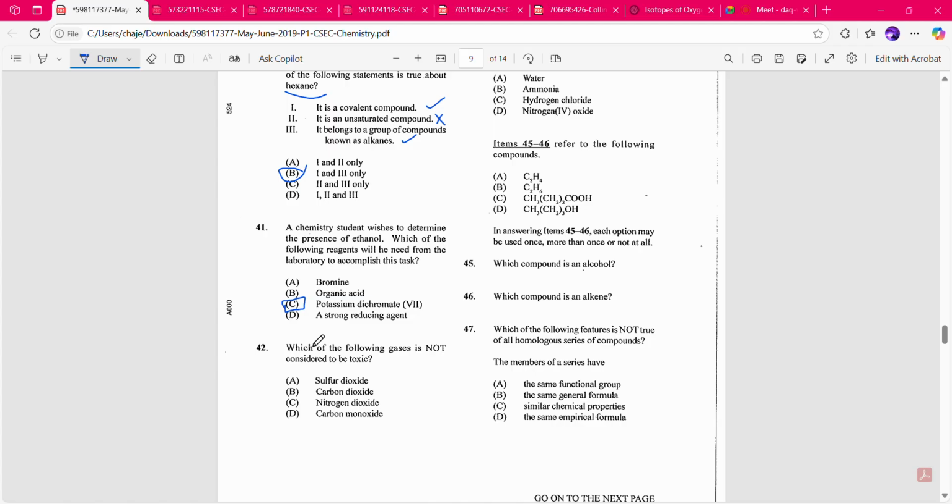42. Which of the following gases is not considered to be toxic? Sulfur dioxide is... All right, I think all of these are toxic. The most toxic being carbon monoxide. So I'm just going to cross this out. Carbon dioxide, it's a greenhouse gas. Will I say it is toxic?